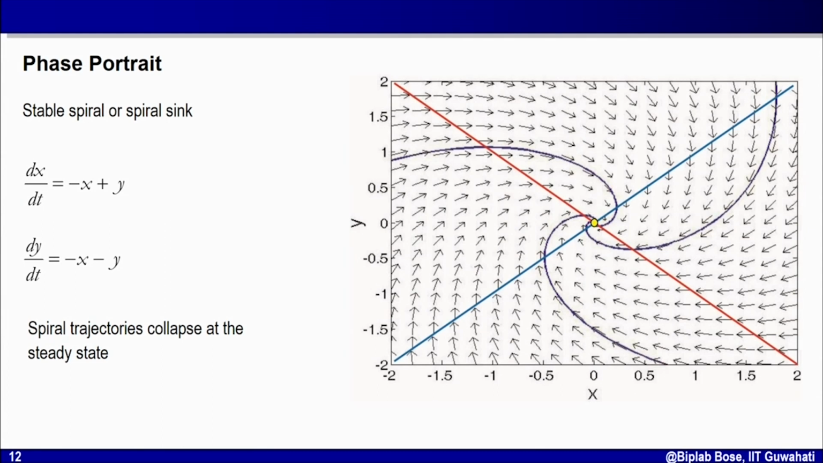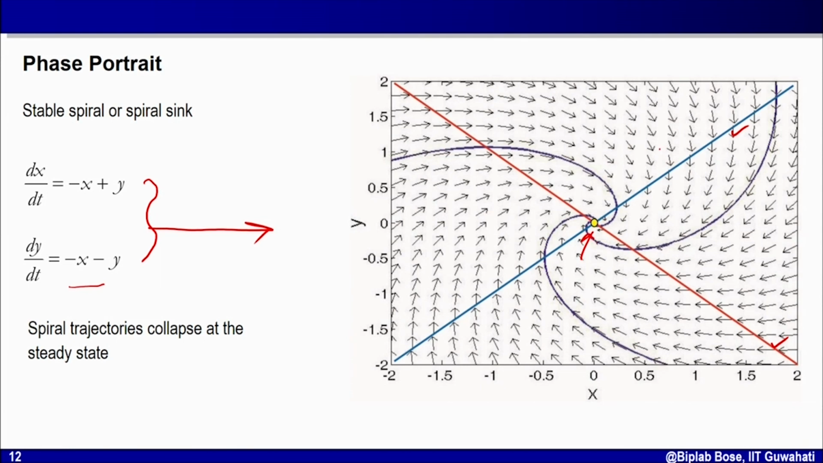Now comes another type of phase portrait. I have taken two ODEs, dx/dt equal to minus x plus y and dy/dt equal to minus x minus y. These two ODEs are represented by this phase portrait. Again, I have two null lines here shown by the colored lines and the arrows represent dy/dx. And the intersection point of the null lines is the yellow dot, which is showing the steady state.